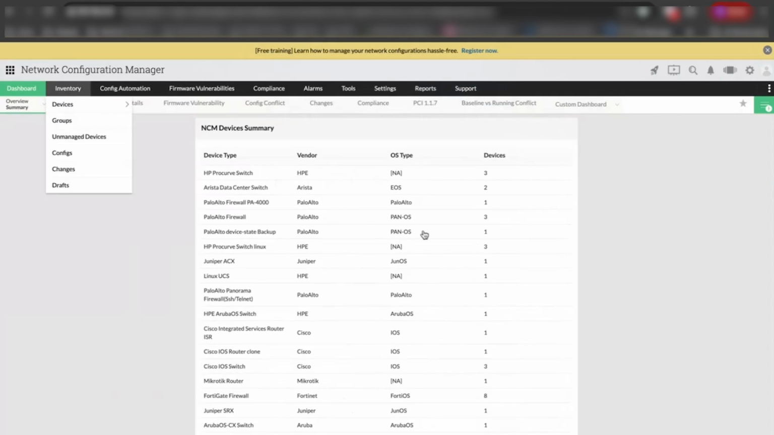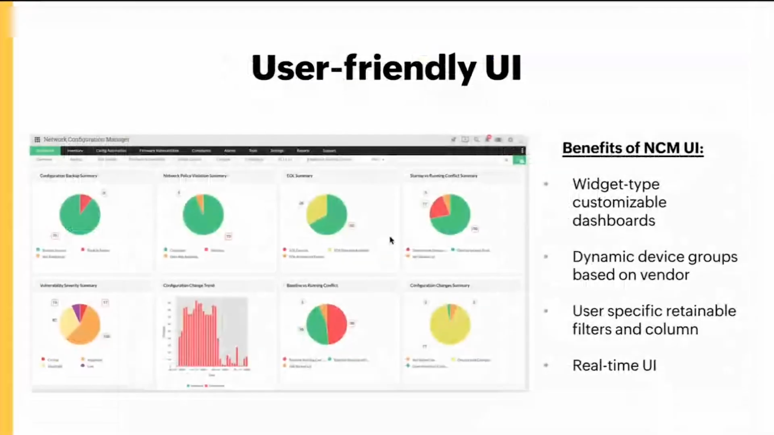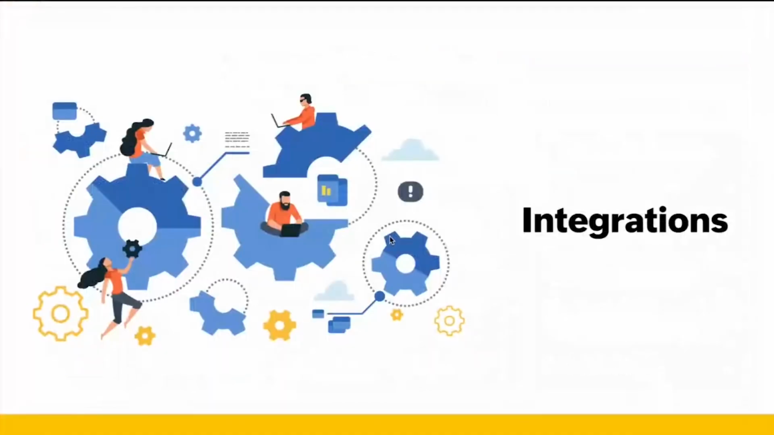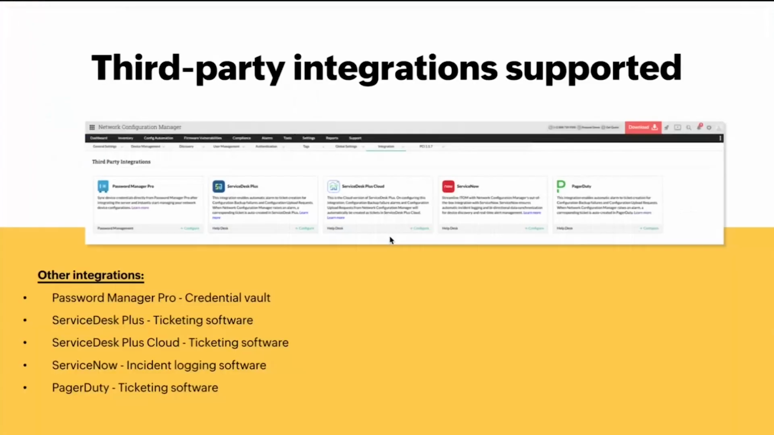This is the details of Network Configuration Manager. Next, we have integrations. Network Configuration Manager not only supports in-house integrations, it also supports many third-party integrations as well. First, let us see the third-party integrations which are supported, which include Password Manager Pro, which is a credential vault software. If there are a lot of devices in a network environment, the user cannot remember credentials for every device. Instead, they can use Password Manager Pro and save the credentials in it. So when required, they can retrieve them instantaneously.